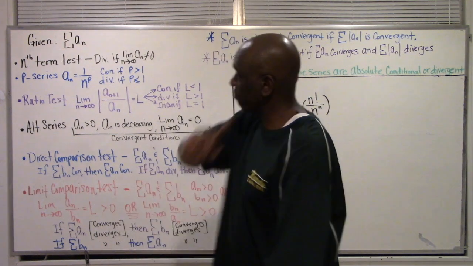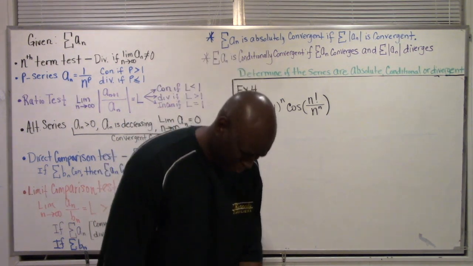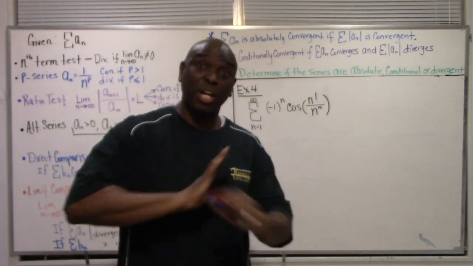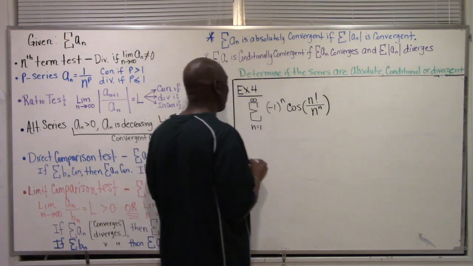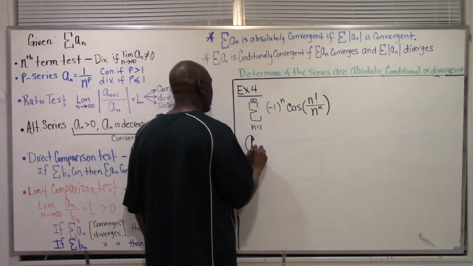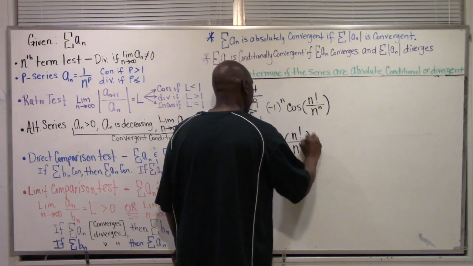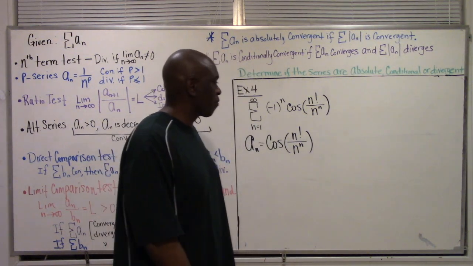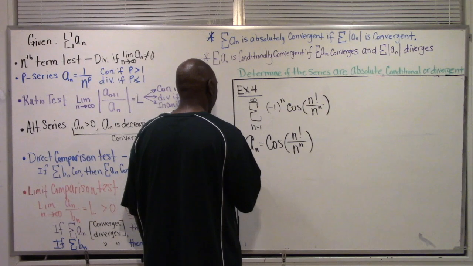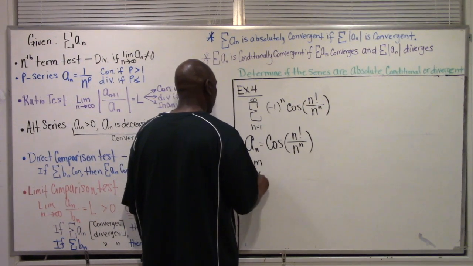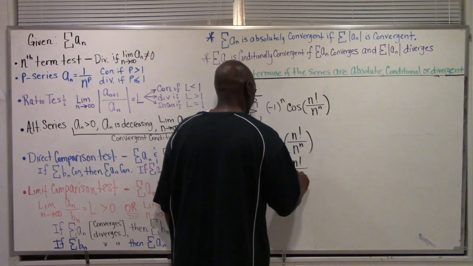First things first, nth term test for divergence. Let's see what we get. If we get anything other than 0, that's divergence. Here we go. A subscript n is the cosine of n factorial divided by n to the power of n. Let's take a look at this limit: the limit as n gets increasingly large of the cosine of n factorial over n to the power of n.